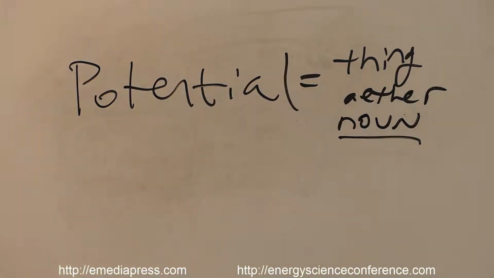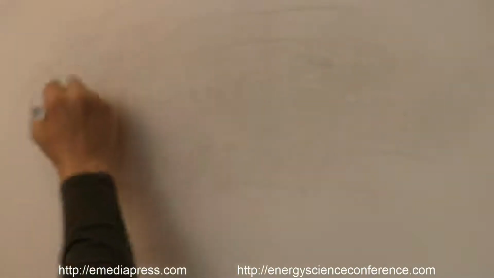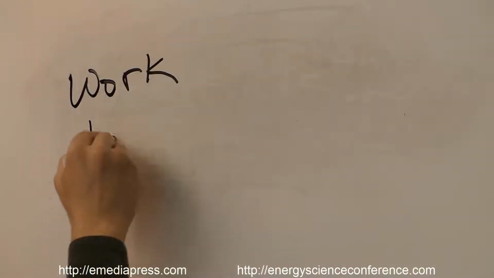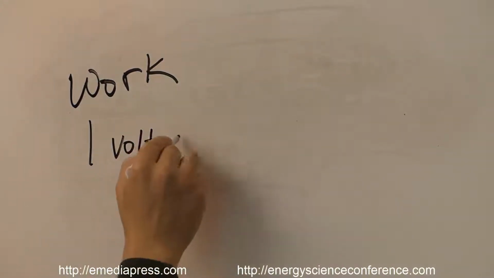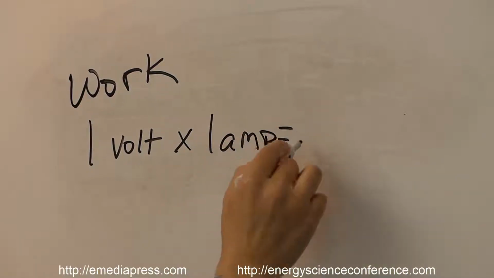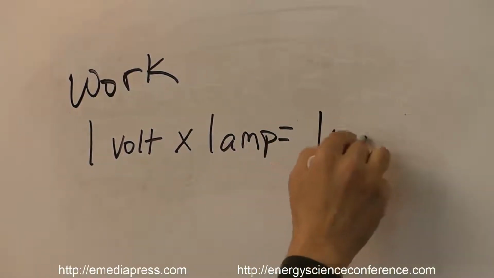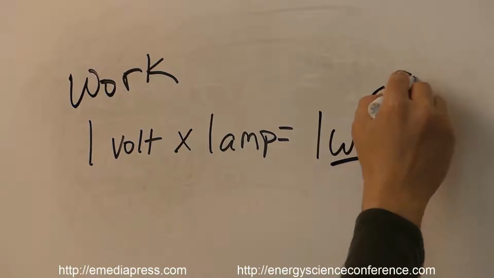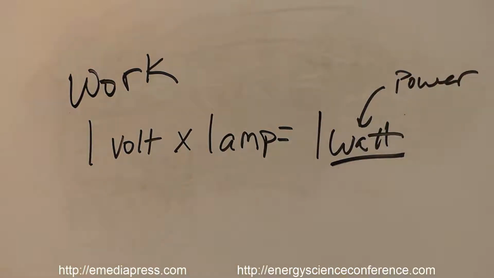So for example, if we want to look at work, one volt times 1 amp equals 1 watt. Now 1 watt is not work, that's power. Watt is power. That's not energy yet, and that's not work yet.